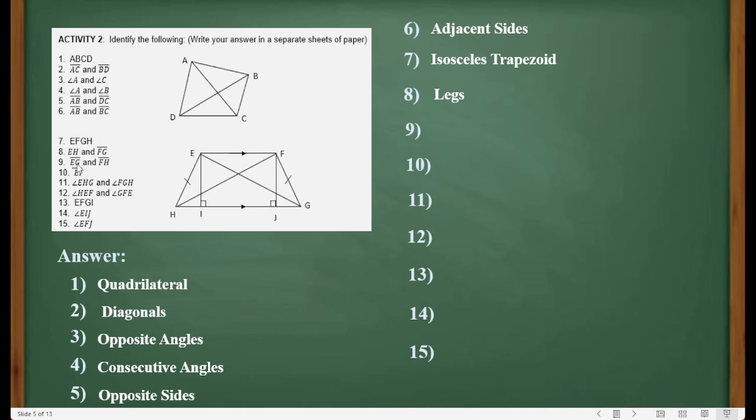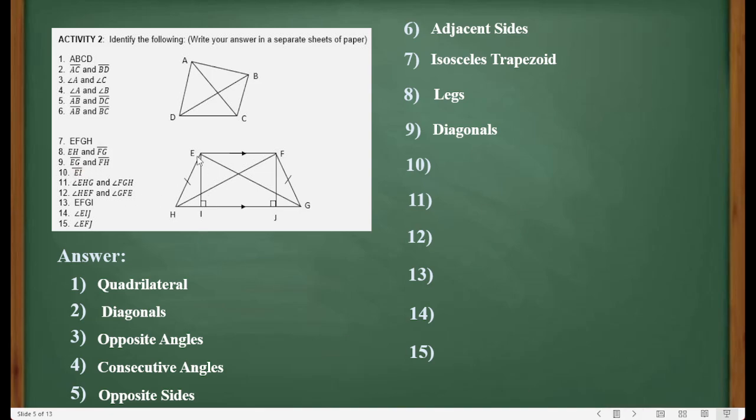About number 9, segment EG, this one, and segment FH. What are these sides? If your answer is diagonals, you are correct. Okay? Now, what about this segment?